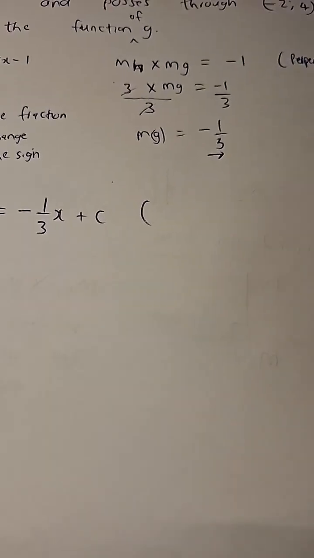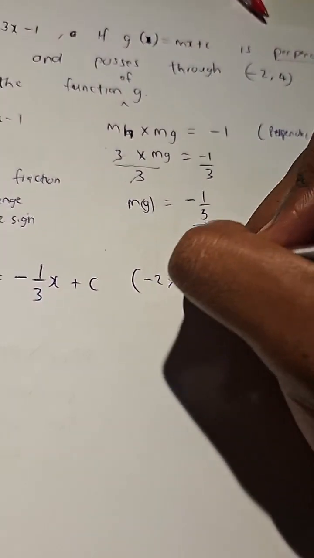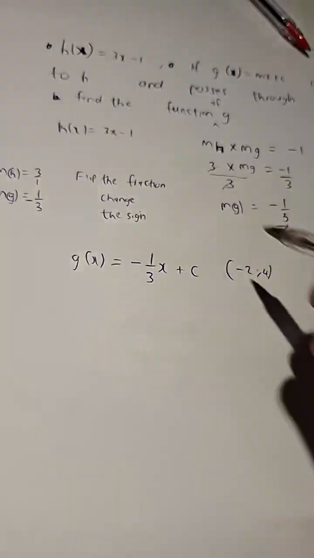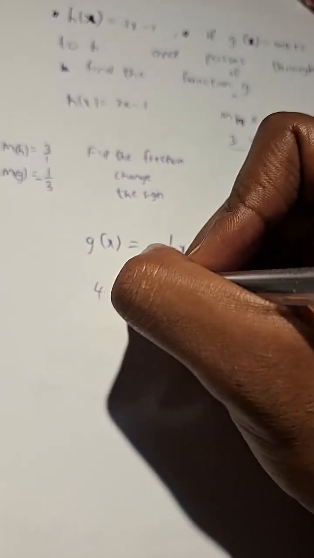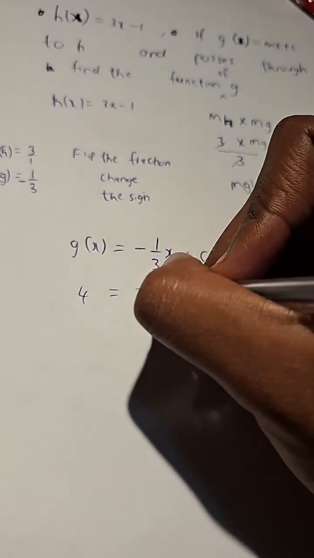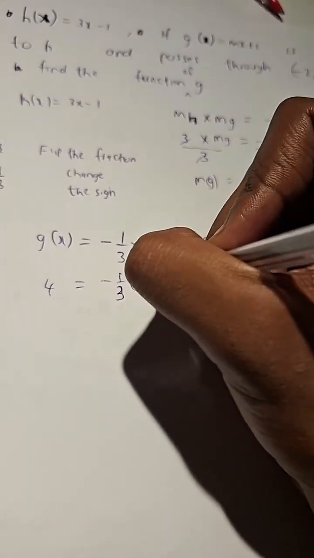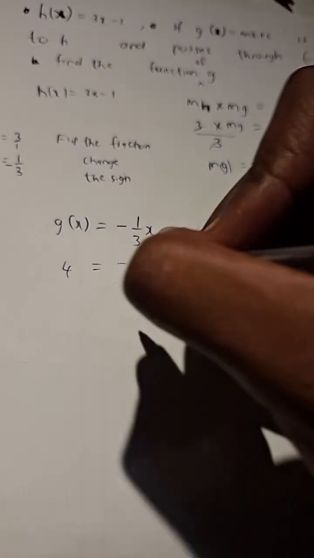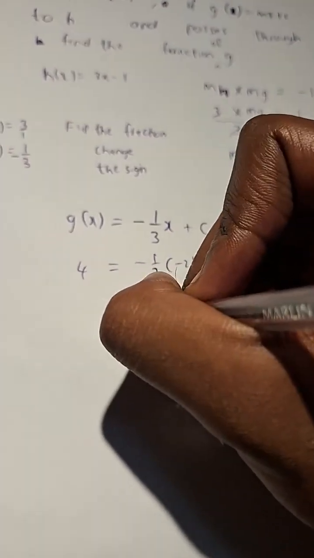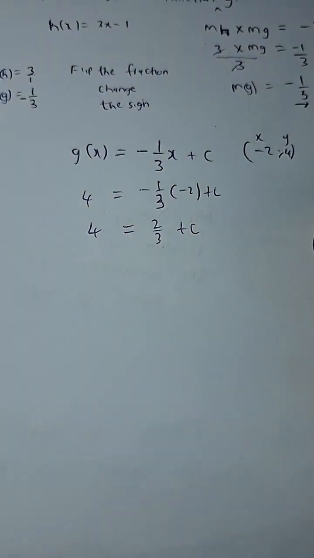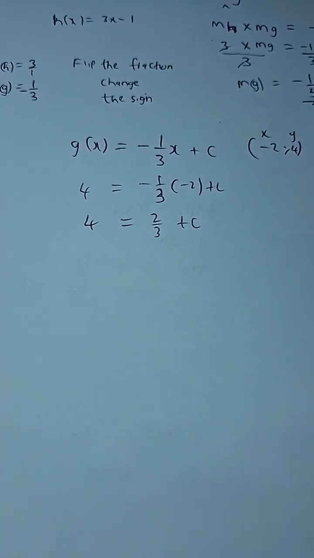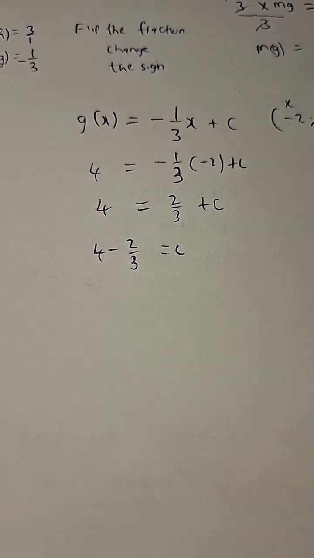Okay, -1/3x plus c. Then what do you do? You take a point, that -2 and 4. We just go ahead and we substitute it, guys. We know that this is x, this is y. G of x we know stands for y, and then the x is -2. Then we solve, guys. We just solve. And the thing is, we are masters at solving for unknowns.